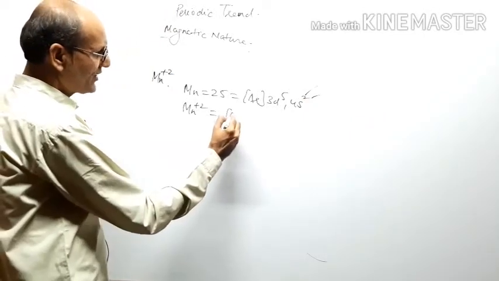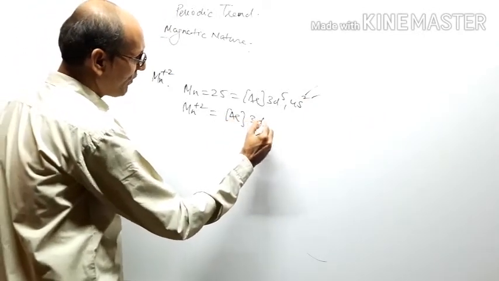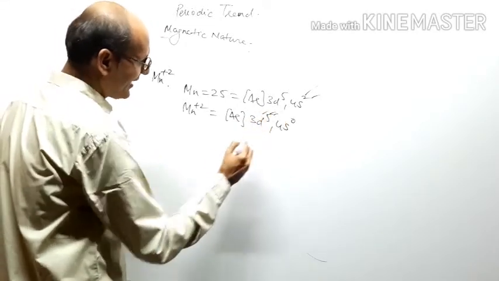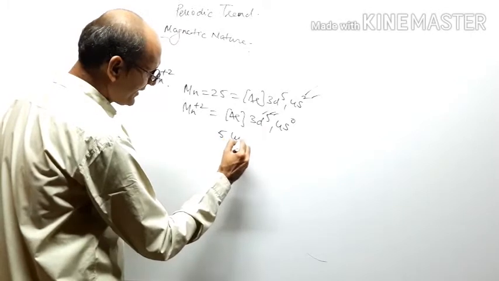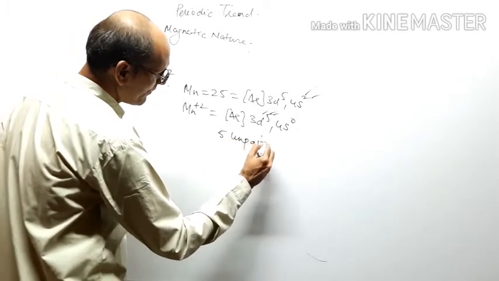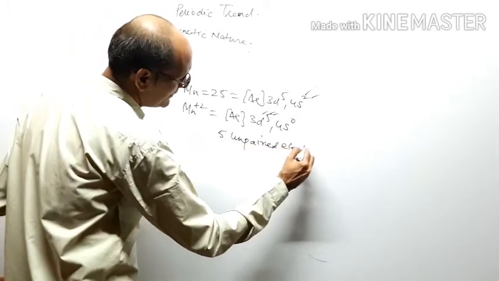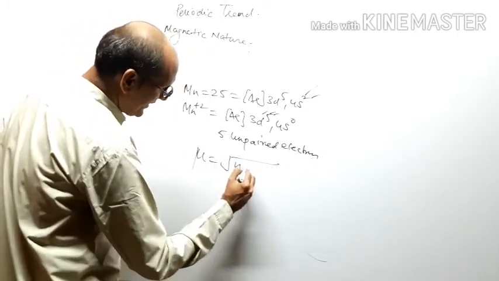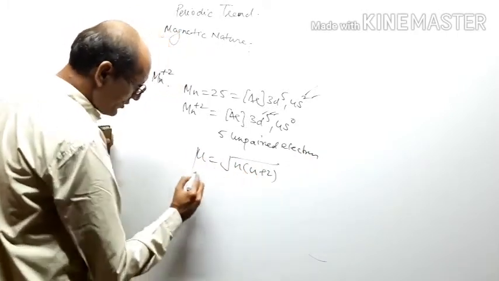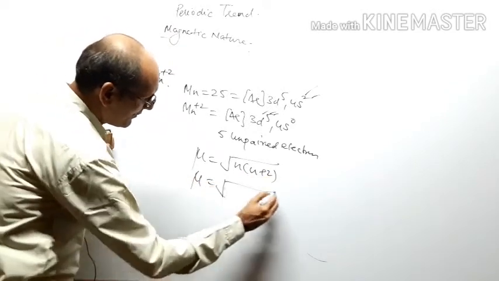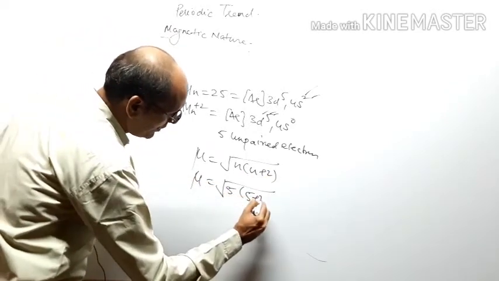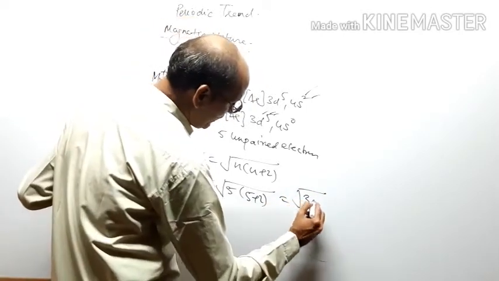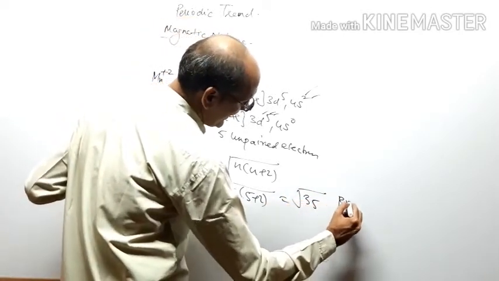So you have to write Ar 3d5 4s0. In this case, these 5 electrons are unpaired, 5 unpaired electrons. So mu is equal to under root n into n plus 2. So what you will write? Under root 5 into 5 plus 2, so we can write 5 into 7, that means 35. Under root 35 Bohr magneton.